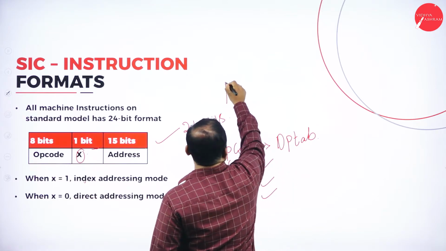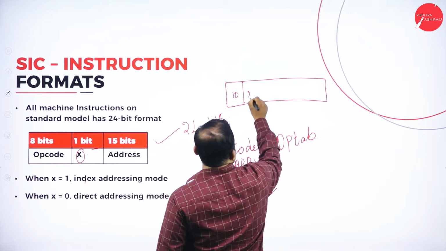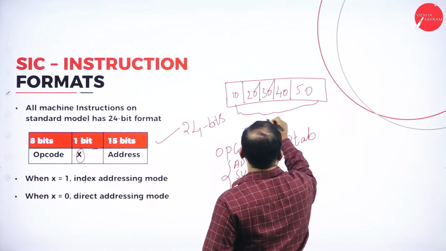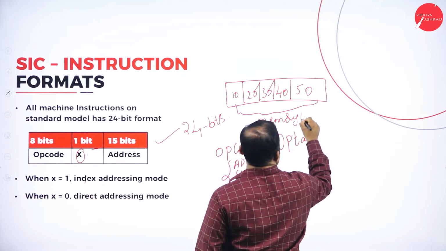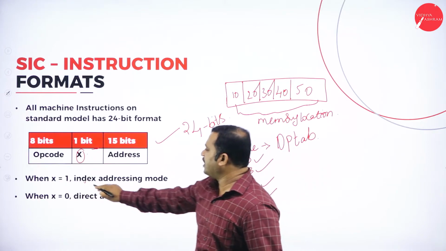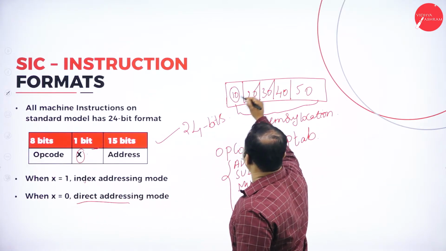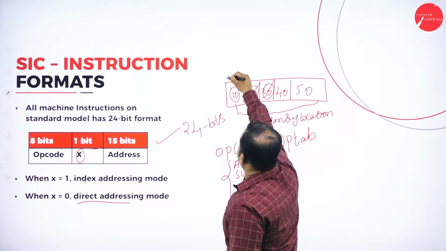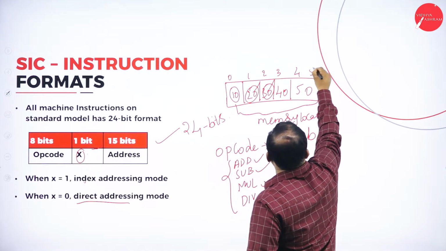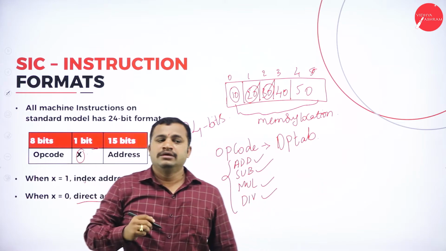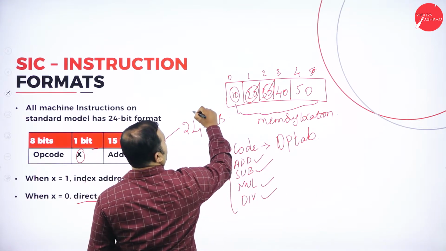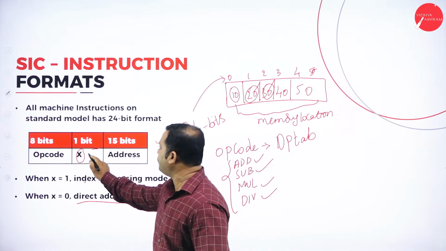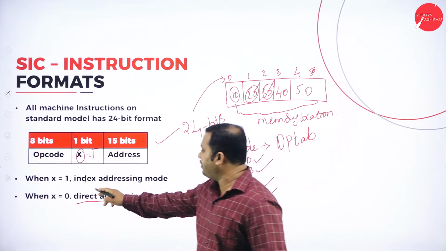Suppose this is the memory location 10, 20, 30, 40, 50, these are the memory locations. In case of direct addressing mode, we will access the data items directly from these locations. But in case of indexed addressing mode, we will have an index for these locations, that is 0, 1, 2, 3, 4. Now, if I want to access this data item, I can access it through this index value. So that is called indexed addressing mode. In case of indexed addressing mode, x will be 1. In case of direct addressing mode, x will be 0.